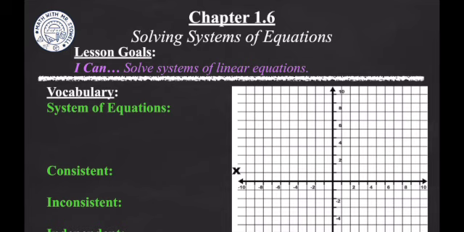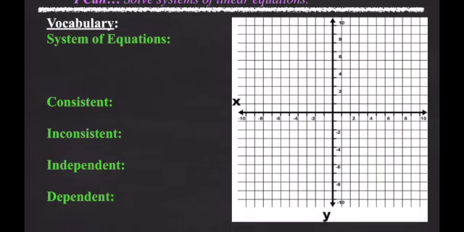In this lesson, we want to be able to say that I can solve systems of linear equations. Before we actually go and solve any systems of equations, we want to be able to understand what they are. Whenever we say a system of linear equations, we are talking about two equations or more. We could have more than two equations.